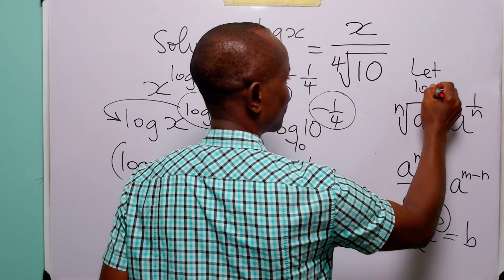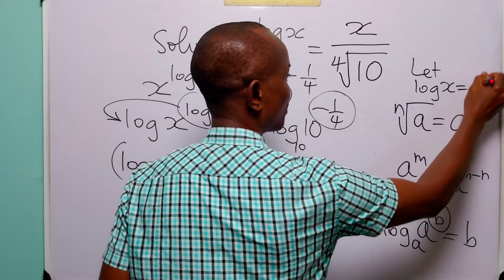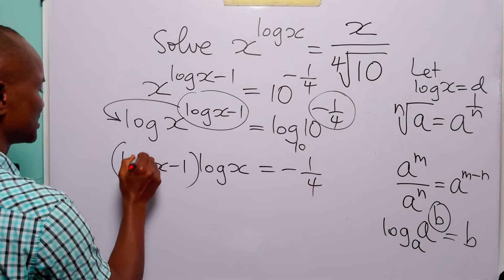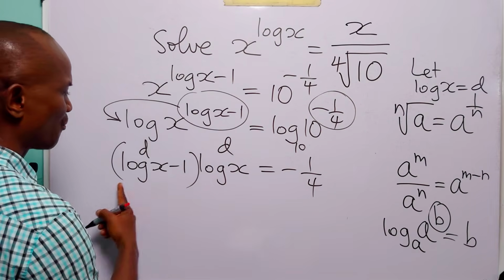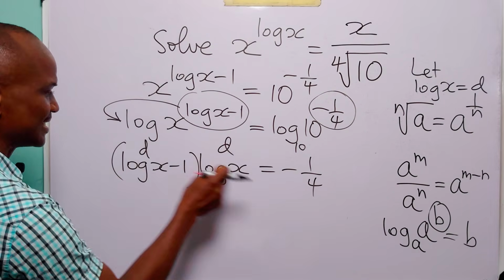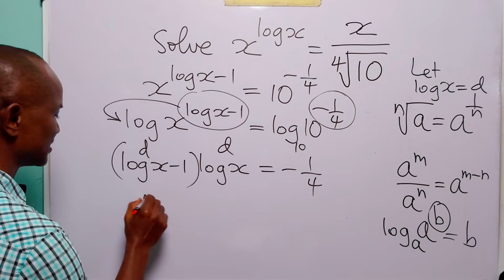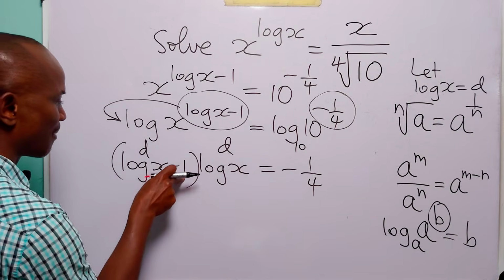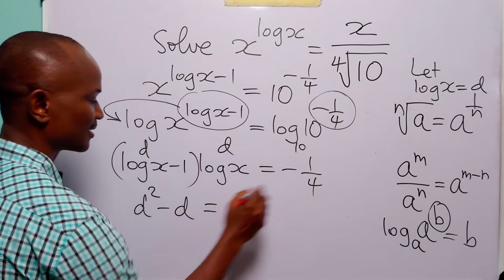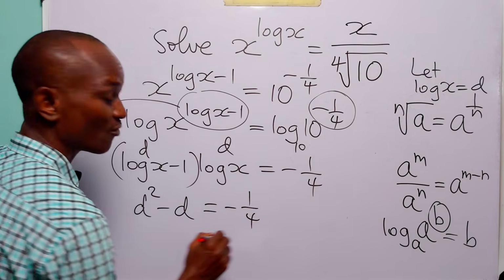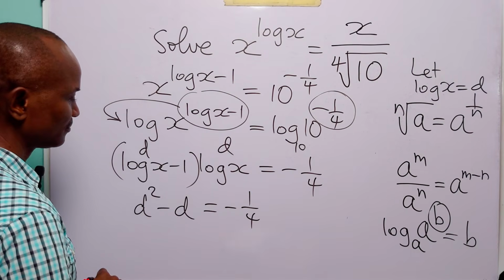So let log x be equal to d. So this is d and this is d. Now, opening this bracket, we have d times d, which is d squared, minus 1 times d, which is minus d, and this is equal to minus 1 over 4.